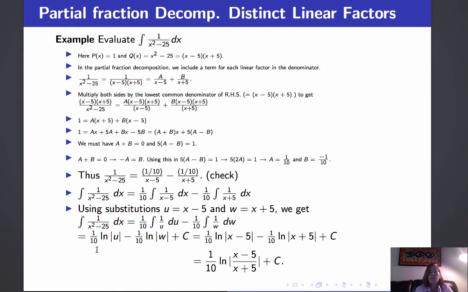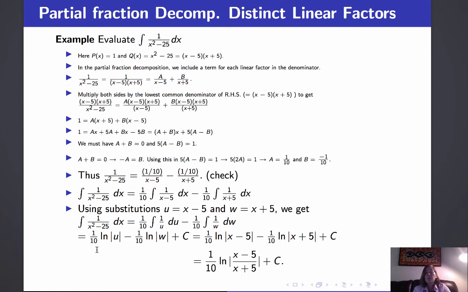So for the first integral, if I let u equal x minus 5, and for the second one, if I let w equal x plus 5, we get our integral is 1 over 10 times the natural log of the absolute value of u minus 1 over 10 times the natural log of the absolute value of w plus a constant. Then plugging back in the x values, we get that that's equal to 1 over 10 times the natural log of the absolute value of x minus 5 minus 1 over 10 times the natural log of the absolute value of x plus 5 plus a constant.